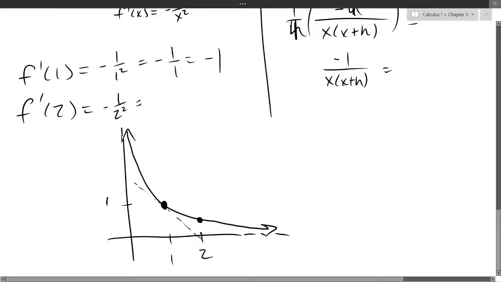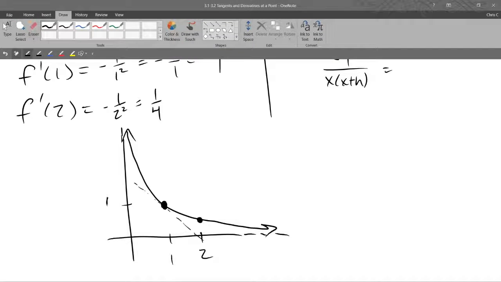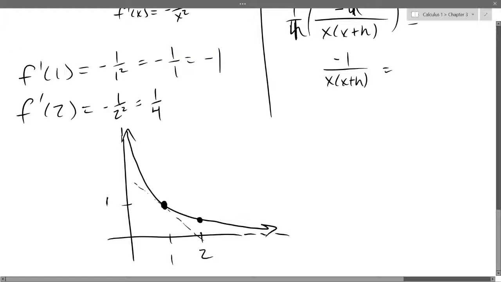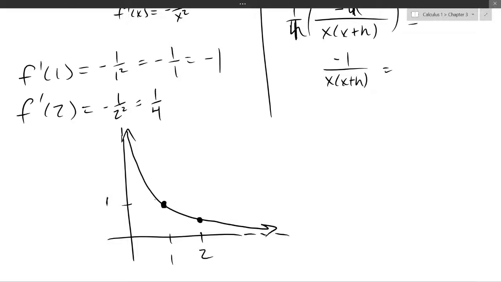Y-intercept. So if I go left 2, I'll go up a half. So I'm pretty sure it'll be right up there. 2 up a half, yeah. Now, do my best to.